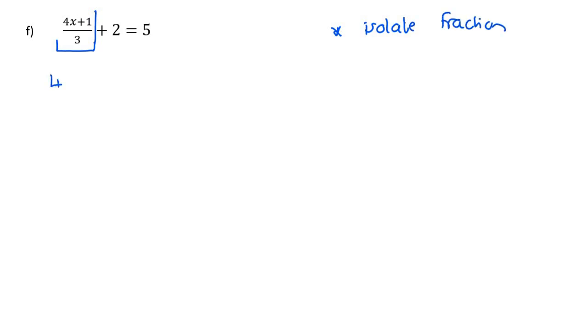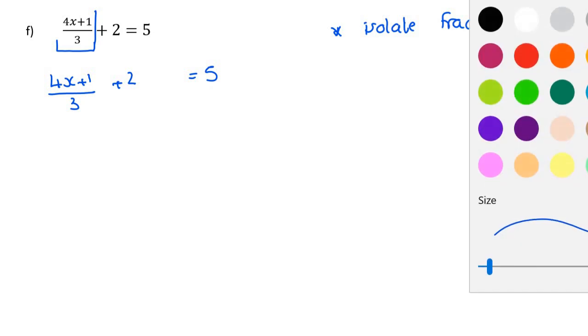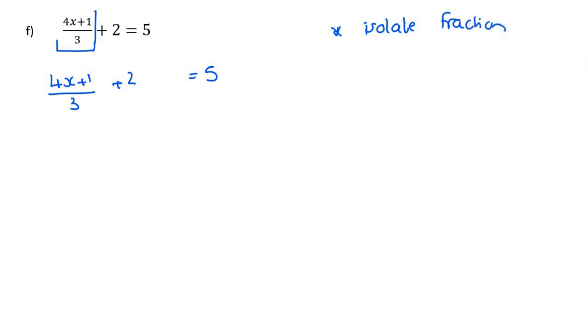So if I have 4x plus 1 over 3 plus 2 equals 5, let me get rid of what's attached to x, but what's furthest away. So what's furthest away is this plus 2. So exactly how I would normally do, I'm isolating x by getting rid of what's furthest away from x. So I get 4x plus 1 over 3, the 2's have disappeared, and I get 3.